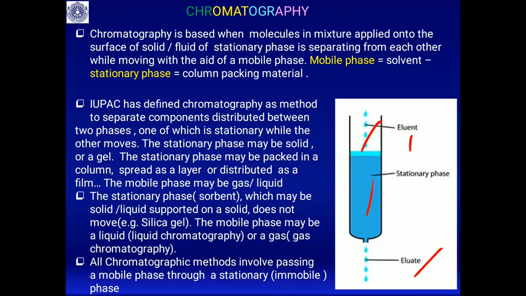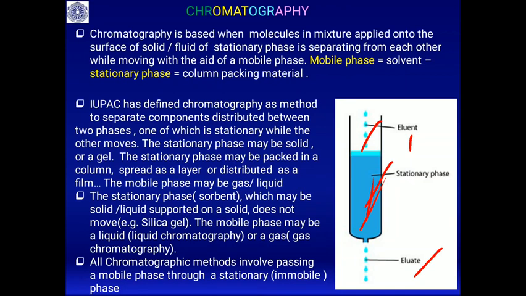The International Union of Pure and Applied Chemistry has defined chromatography as a method to separate components distributed between two phases, one of which is a stationary phase, while the other is a moving one, called the mobile phase. The stationary phase may be a solid or a gel. It may be a solid like paper in paper chromatography, or else it may be a gel, silica gel. The stationary phase may be packed in a column like this, or spread as a layer. In the case of thin layer chromatography, the silica gel is spread on a glass plate, or distributed as a film.